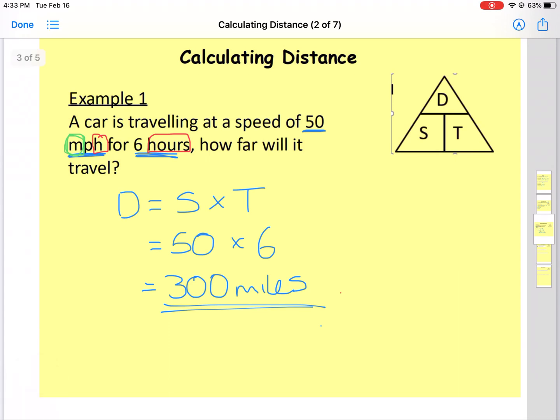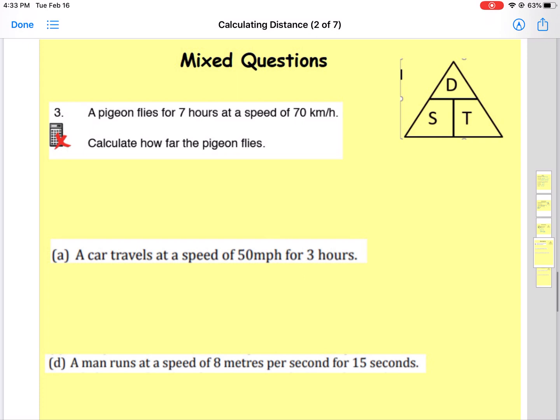Right, let's have a look at another 3 questions, very similar to the ones we've had before. So, distance is speed times time. The speed is 70 kilometres per hour. So km, kilometres, slash means per, h is generally the hours.